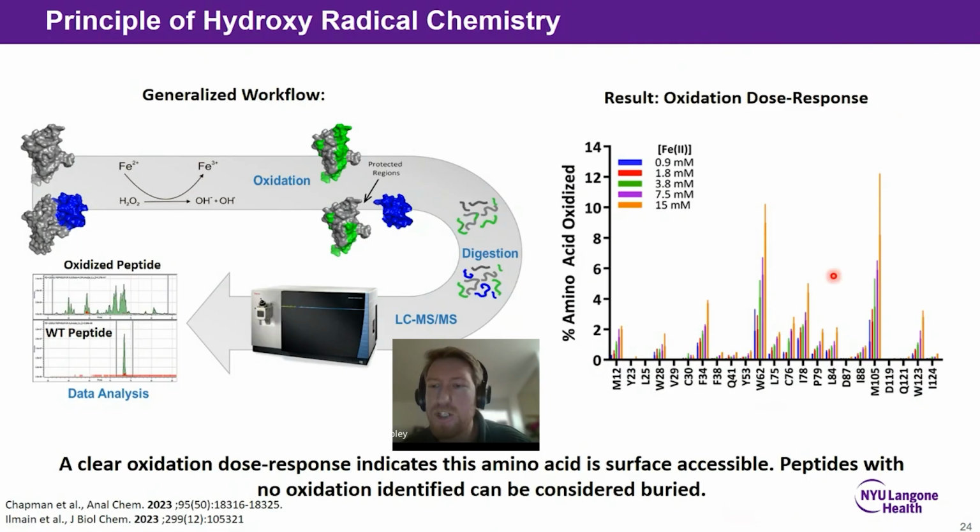and there are some cases where you don't see as nice of a dose response, and in that case, like for this instance, you have a bit more noise. You can't say for certain that it is surface exposed or buried. What's also really interesting is what you don't see in this plot, because if you don't see any oxidation, you can assume that this residue is buried in the overall fold of the structure.